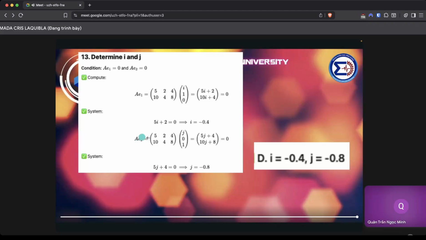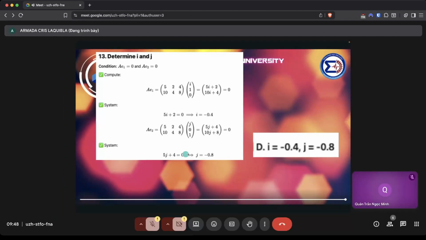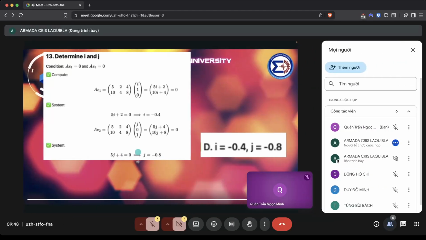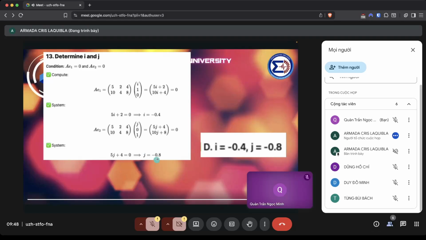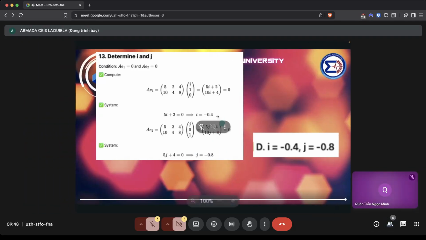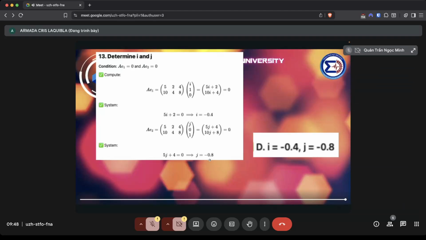Now A times E2, so this one multiplying with this, the result is this one, 5j plus 4 and 10j plus 8. So equate that to 0, so I only get the top part. 5j plus 4 is equal to 0. Transfer the 4 there, becomes negative 4. So 5j equals negative 4. Divide 5 both sides. Your j is negative 0.8. So that matches your letter D there. Okay. Then you will solve also the j here in the lower part, the same number that you can solve, negative 0.8. So we only pick letter D there in the choices.